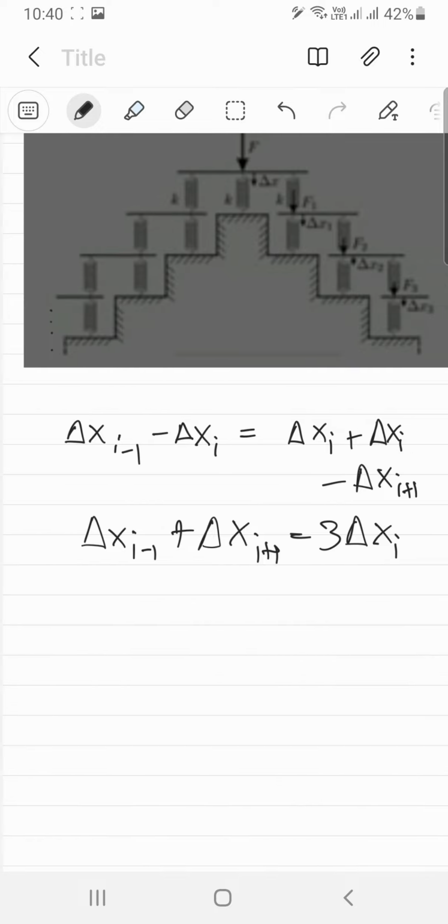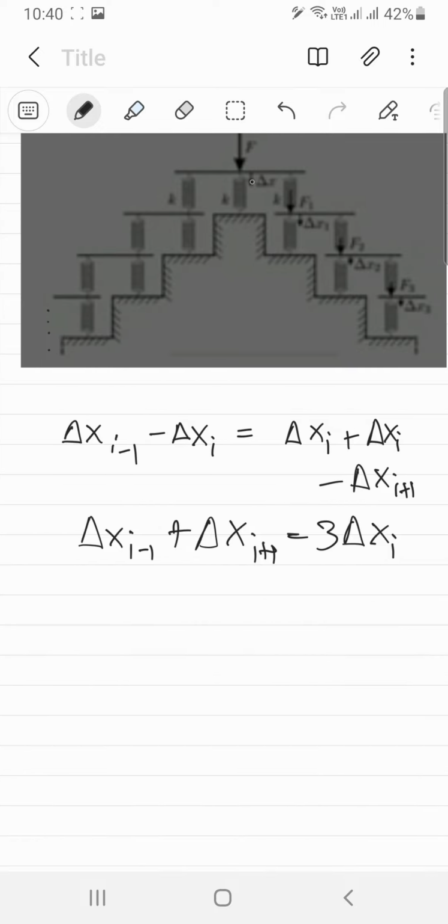So what we actually want to find is delta x. Let's call this delta x0. So 3 times that, and then minus 2 times delta x1, because of symmetry, right? So that's what we are looking for.